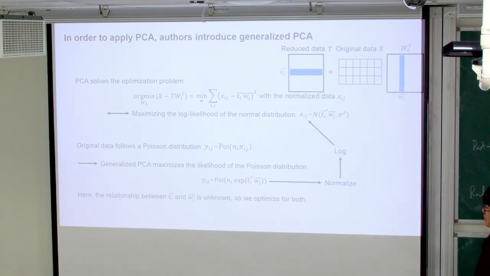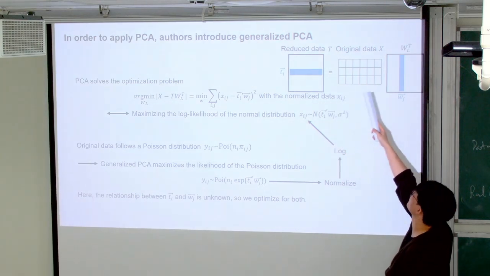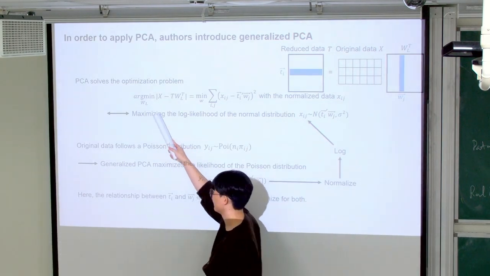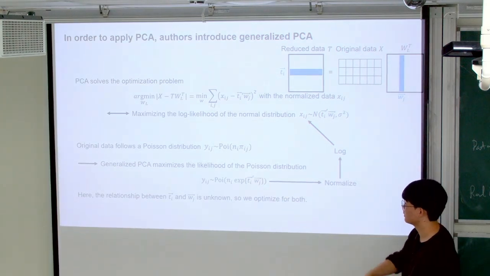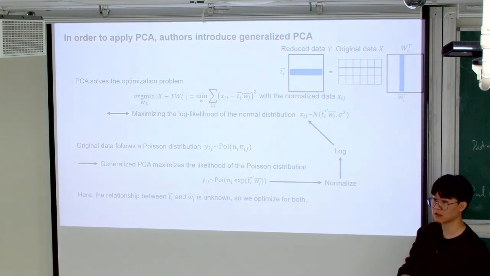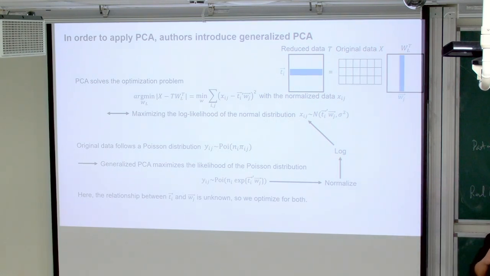But note that in the original PCA, the reduced data T equals X times W_L, so we only need to find W_L. But here, we don't know that relationship, so we should optimize for both T_i and W_j. We cannot use the SVD then. So this is an optimization problem. Classical PCA, or singular value decomposition, maximizes the normal distribution likelihood.